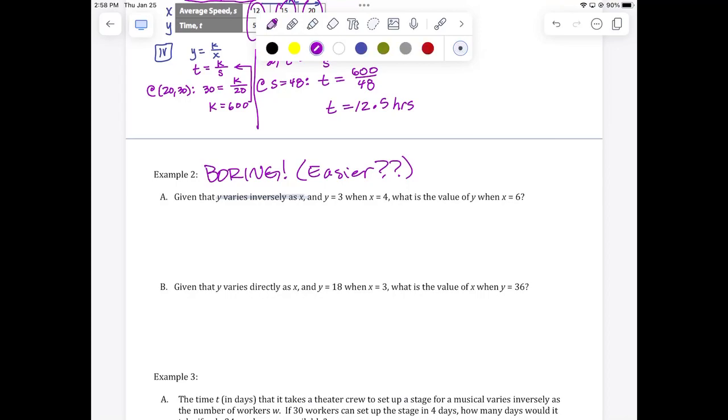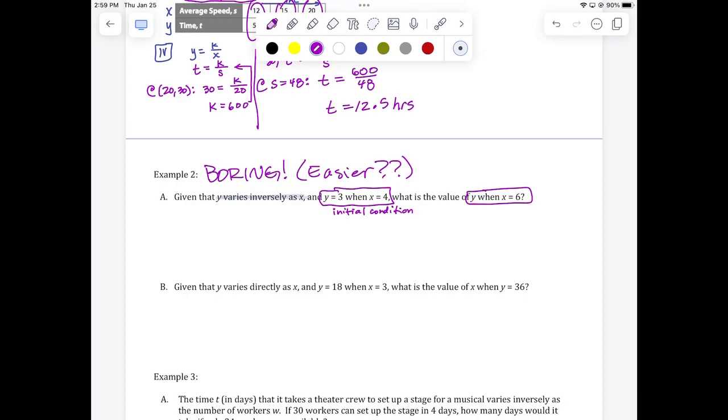Okay? Now, instead of having 3 ordered pairs to choose from, we have 1 set of ordered pairs to choose from. This is again called your initial condition. It allows you to find the value of k. And then it says, what is y when x is 6? So that's our final answer there. That's the last thing we're going to do.